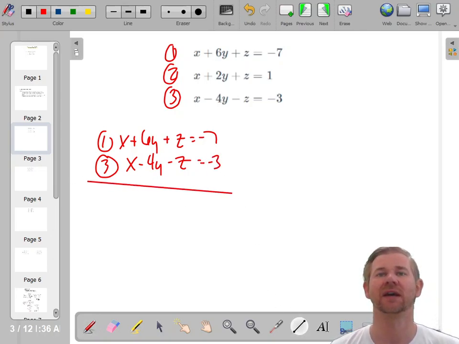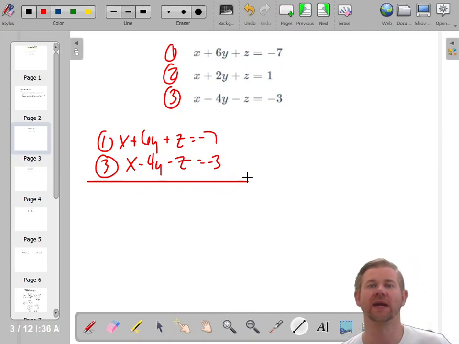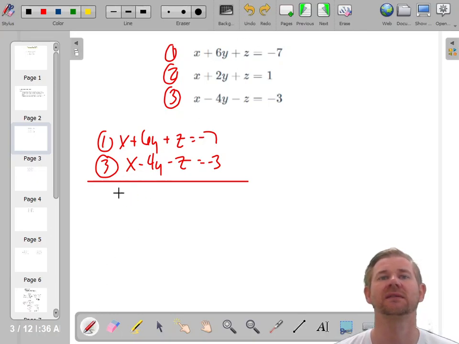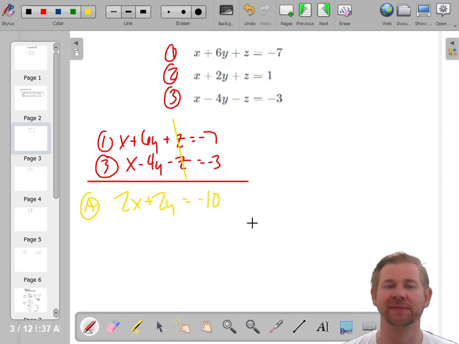And when I add those together, I have x plus x is 2x, 6y minus 4y is 2y. And the whole point is that we eliminate something. We eliminated z. And -7 and -3 make -10. I will call this my A equation. Okay, I'm going to combine that with my other equation after I eliminate z again.